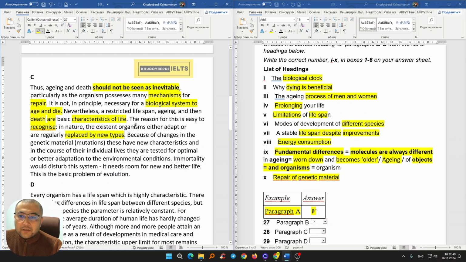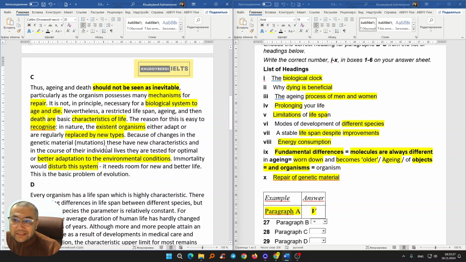Because existing organisms are regularly replaced by new ones, which means we die, the younger generation will come to life eventually, right? And it's kind of a life cycle, because of changes in the genetic material, mutations. These have new characteristics, and in the course of their individual lives, they are tested for optimal and better adaptation to the environmental conditions. Immortality would disturb the system.